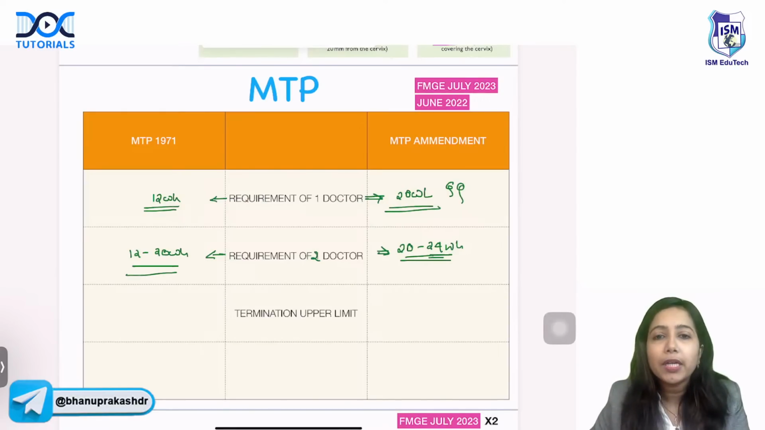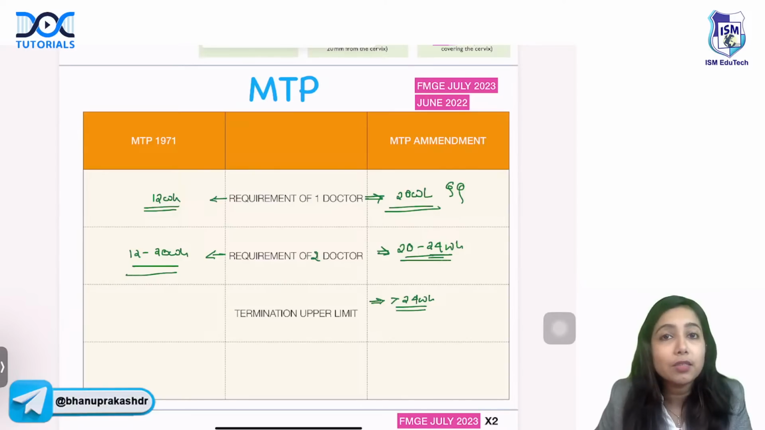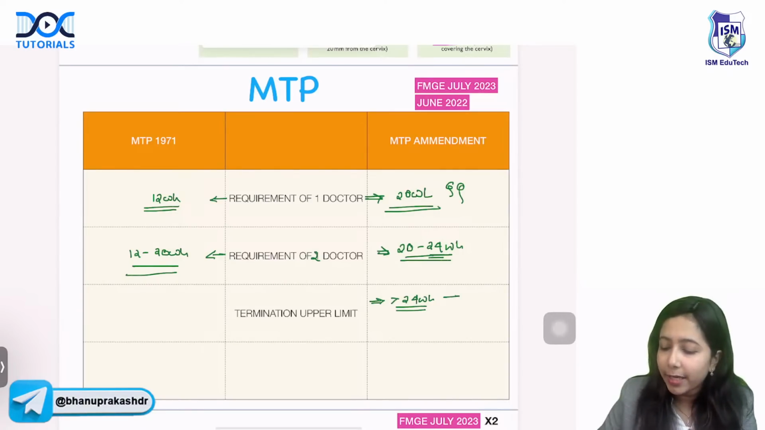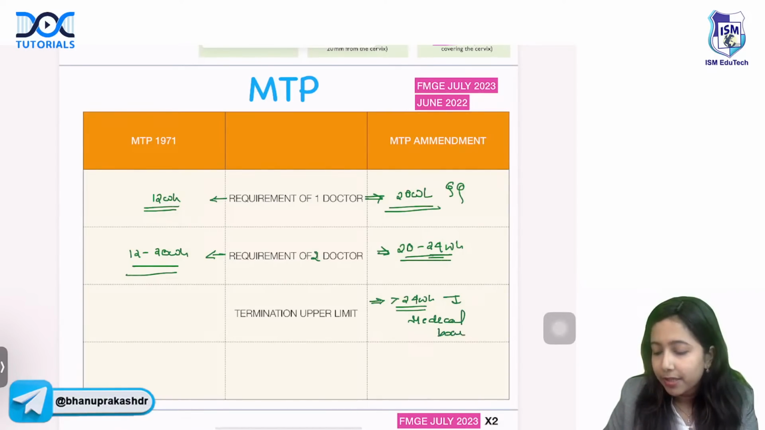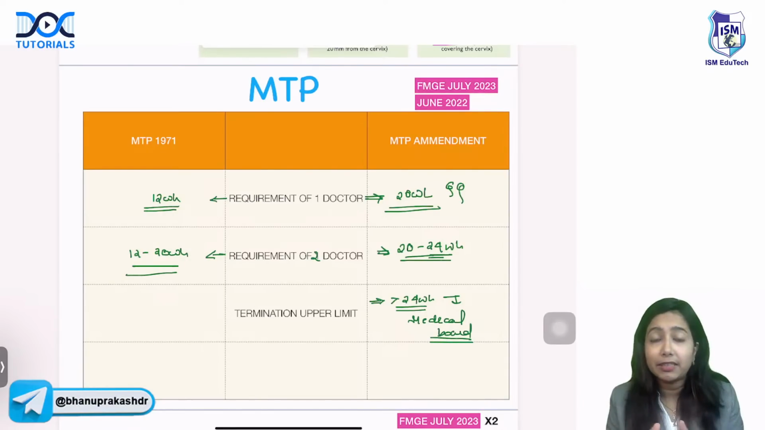And we can go for a termination even beyond 24 weeks. Even beyond 24 weeks, termination is possible after the approval from medical board. After a medical board approval, if there are substantial anomalies that can affect the life of the baby, you can go for an MTP.